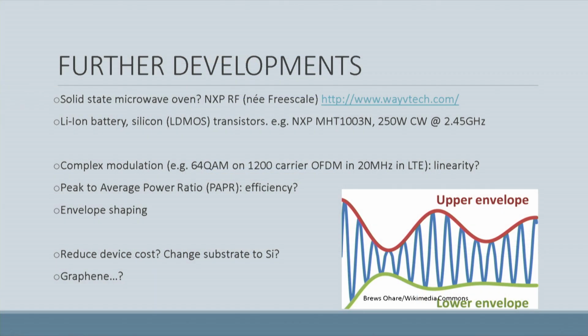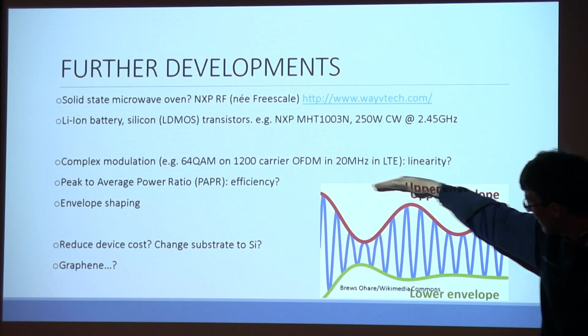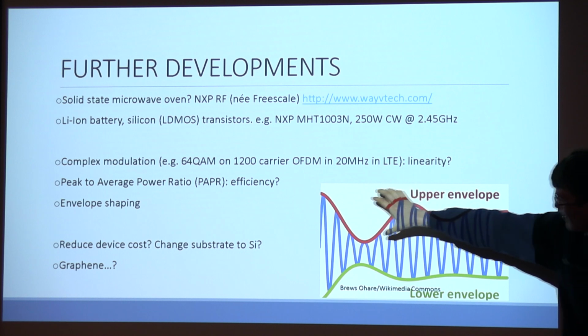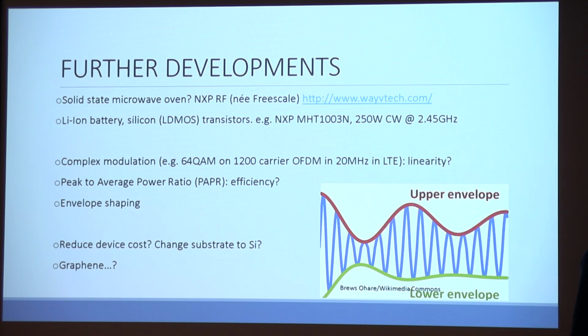And the problem is that if you're running your power amplifier so that it's constantly driven, then all of this power outside the blue sinusoid gets wasted, effectively. So something that's coming up, and indeed is already in use in some areas, I believe, is envelope shaping, where you drive your power amplifier with a varying bias, effectively.